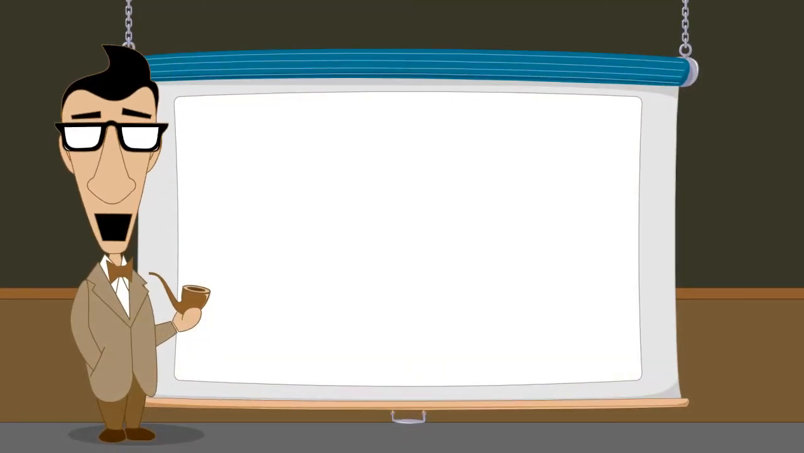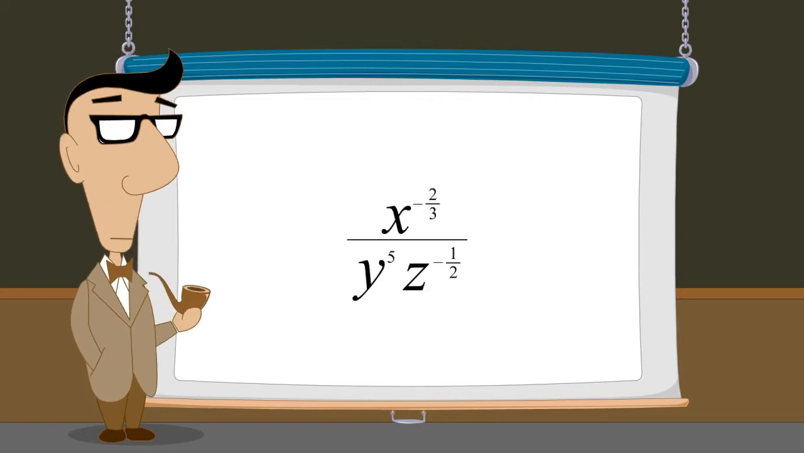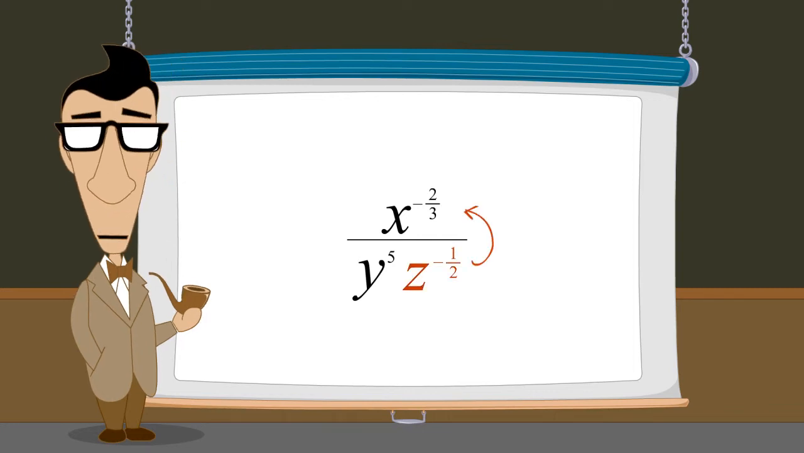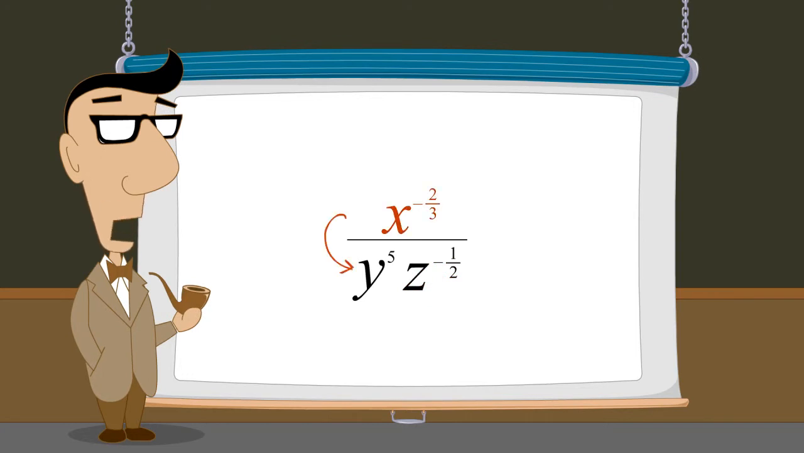Rational exponents follow all the same rules we already know for integer exponents. For example, in an expression written as a fraction, we can move the exponential terms from the denominator to the numerator, or from the numerator to the denominator, as long as we switch the sign of its exponent.